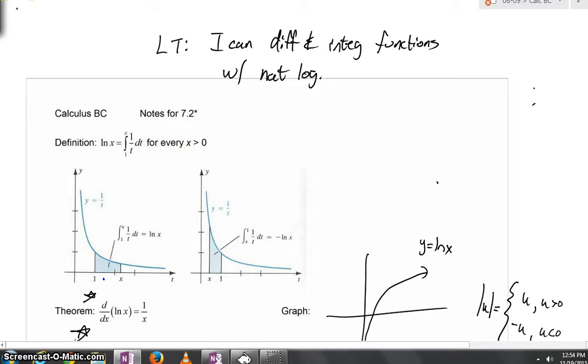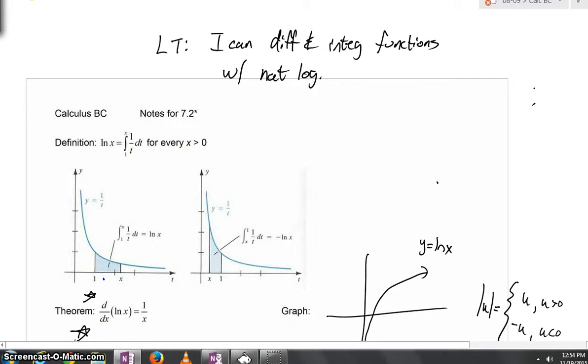Okay, so for today we've got lesson 7.2 with a little star. It's in a grayed out section in our textbook. Here's our learning target. I can differentiate and integrate functions with the natural log.